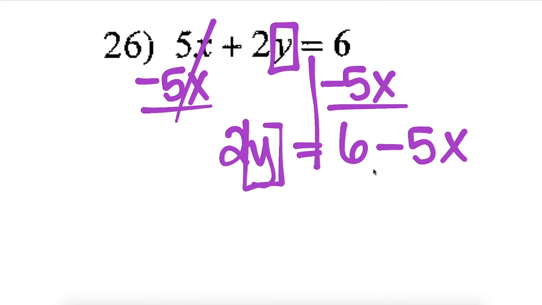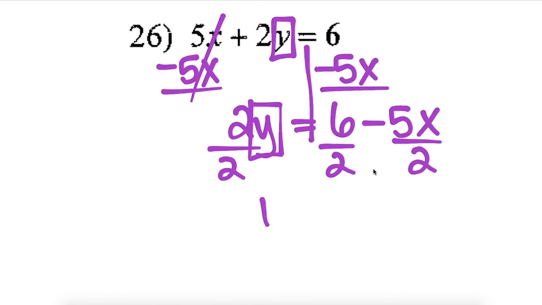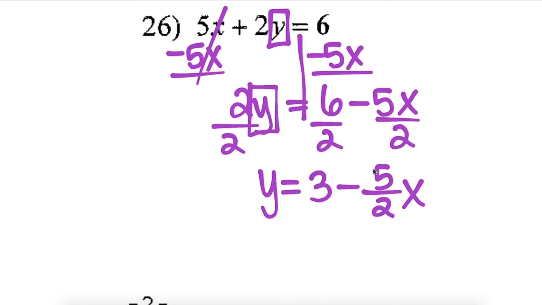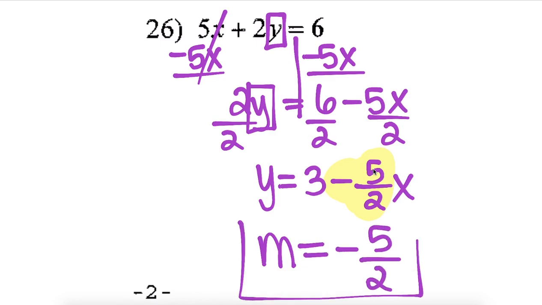Your next step to get y by itself is to divide everything by 2. And when I do that, 6 divided by 2 is 3, and 5 over 2 I'm going to leave as 5 over 2x. Now that I have y by itself, I can see that the number in front of x, or my slope, is -5 over 2.